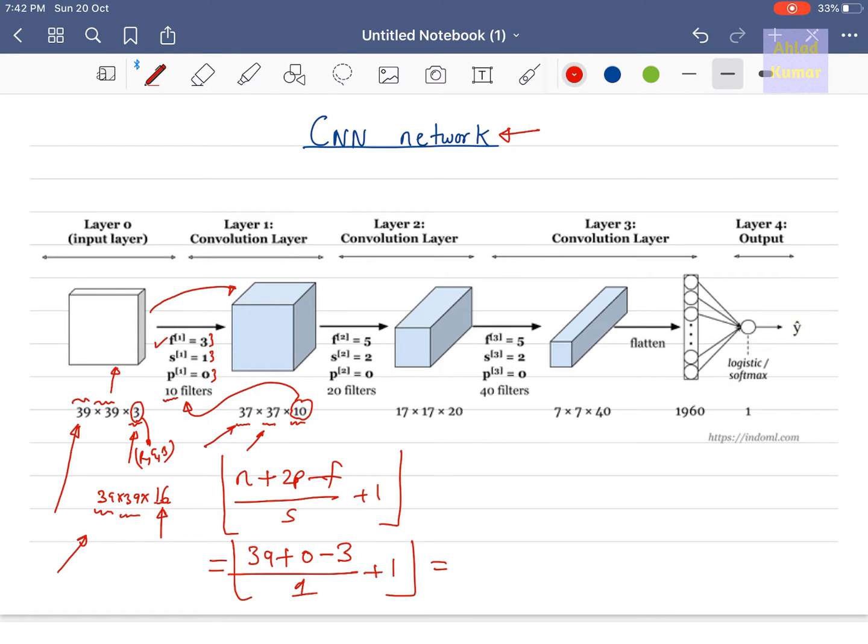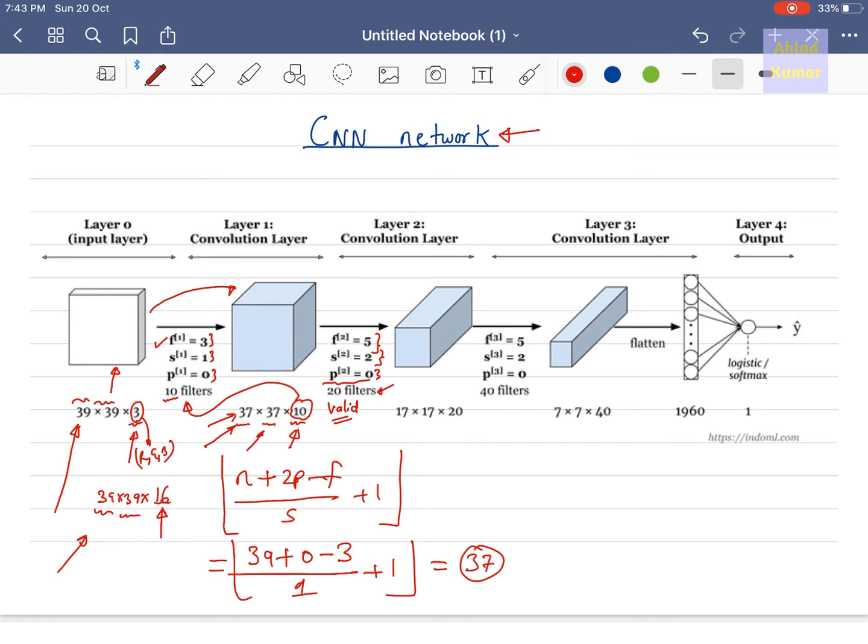So what is the result? The result is 37. So that's why we have a 37 cross 37 image over here with 10 channels. Again, when we do a convolution with a filter of size 5 cross 5 and the stride now is 2 with no padding, by saying no padding we mean we are using valid convolution.